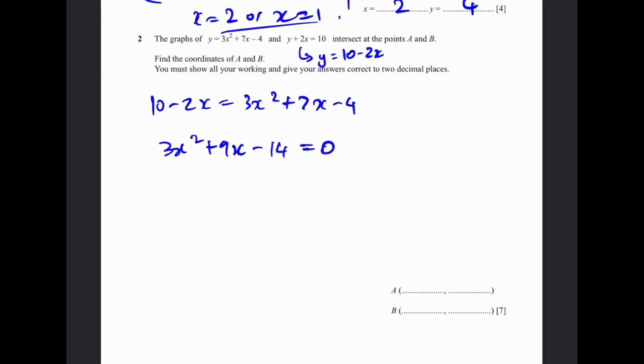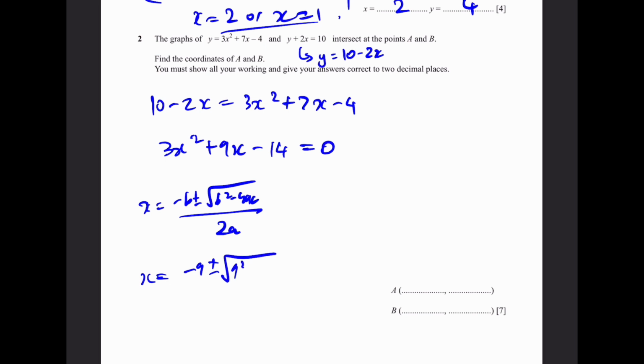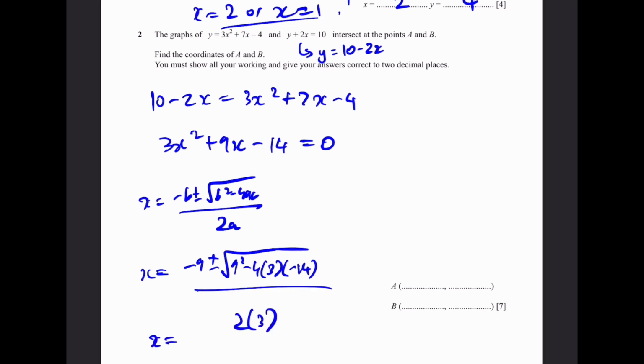Since we can see that the answers are given correct to 2 decimal places, we must use the quadratic formula to find the answer. That's because we cannot find an answer to 2 decimal places using the normal method of factorization. Let's go. x is equal to minus b plus or minus root of b squared minus 4ac, all over 2a. This is a very important formula and you must remember it. So minus 9 plus or minus root of 9 squared minus 4 times 3 times minus 14, divided by 2 times 3. Now let's get our calculator out.